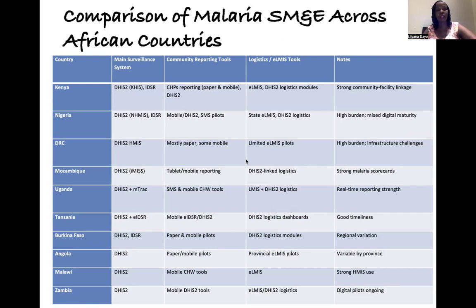In Nigeria, similarly, the DHIS2, the community structures use the mobile apps and SMS for data reporting. And also they have the electronic logistic management information system for their commodity management. Generally, they have a mixed digital maturity with regards to data management. Countries such as DRC, Mozambique, Uganda, all have got different surveillance systems, both at the health facility, community, and also a separate system for commodity management.